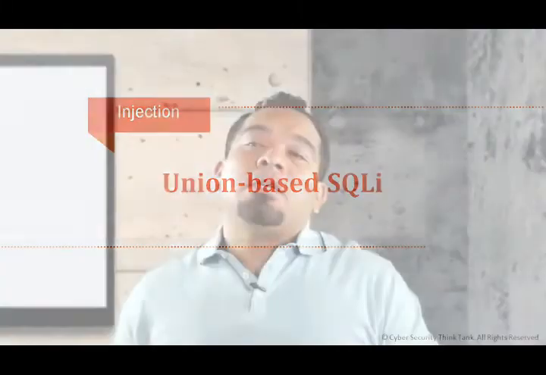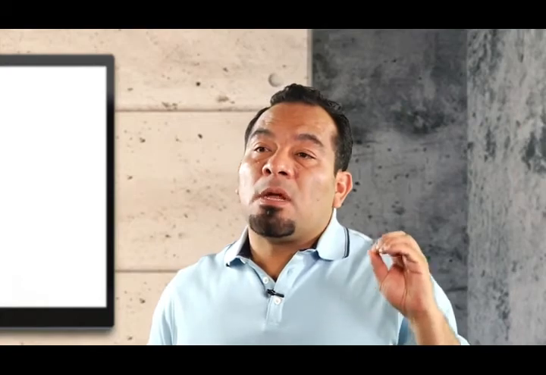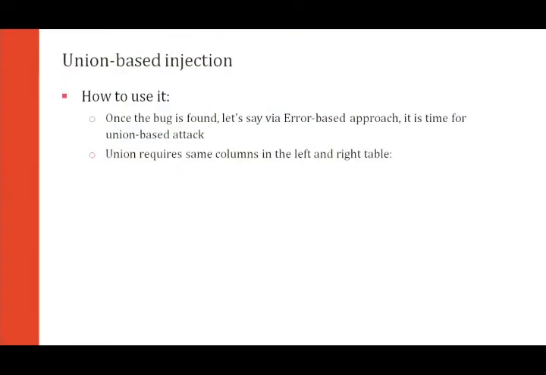Next type of SQL injection is union-based. Once we find that the application is vulnerable, probably via our error-based approach, we can do union-based. Union-based is going to help us dump the content of the tables of that specific web application. There is a rule of thumb here: union is concatenating two tables, the table on the left and the table on the right. Both must have the same number of columns, otherwise you're going to get an error message.